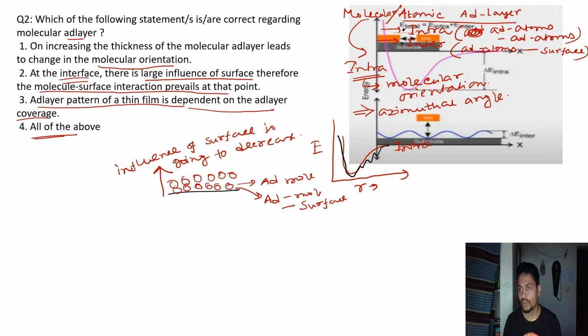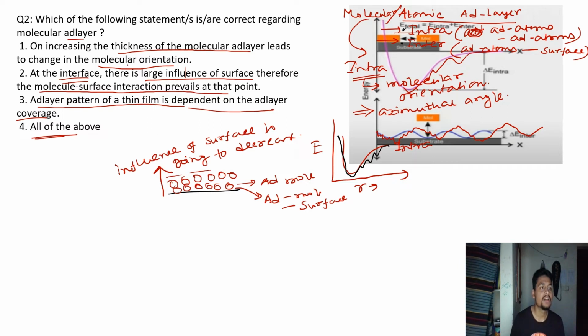But in case of molecular level, there will be various minima, and this will not be very straightforward. There will obviously be periodicity, but there will also be various minima, because various kinds of interactions are taking place, and various different things you need to think of. So on increasing the thickness of the molecular ad layer, that means more and more ad molecules are actually depositing.